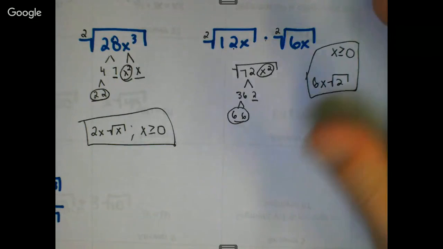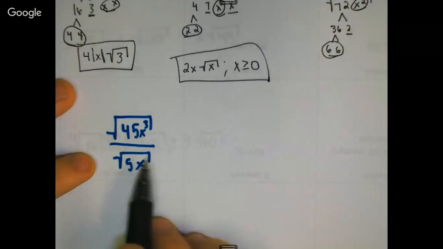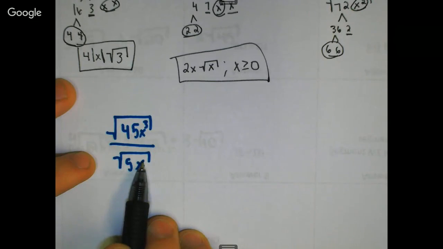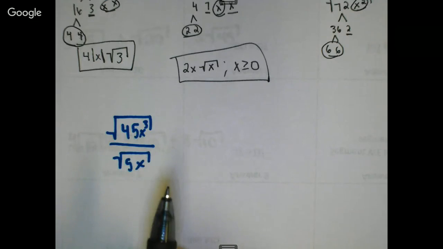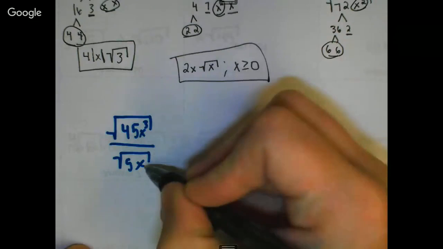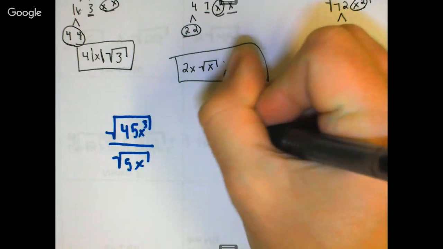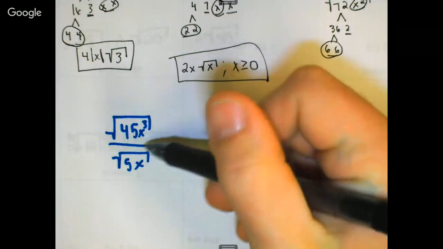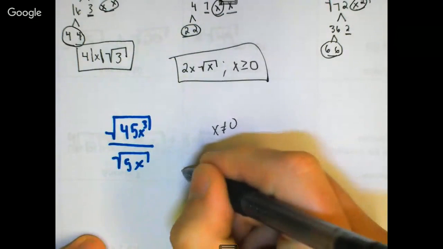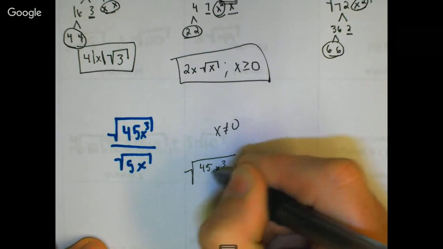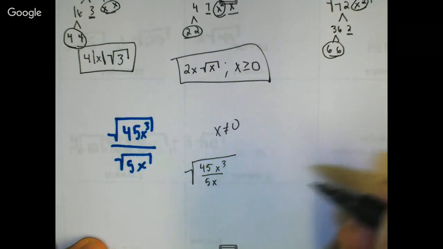Okay. And this one last here. Okay, so we have odd, and we have an odd and an odd. Okay, well the thing of it is we can't have a 0 here. So we're going to say x cannot equal 0 first. Okay, now we're dividing. So we're going to say the square root of 45x to the third over 5x.